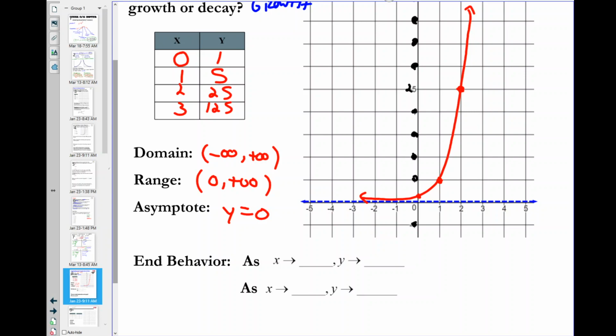End behavior. Maria, what's the end behavior? It's okay, at least you tried. Gabby, what's the end behavior?